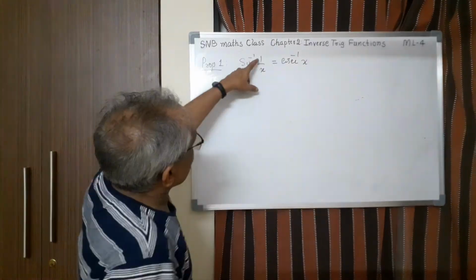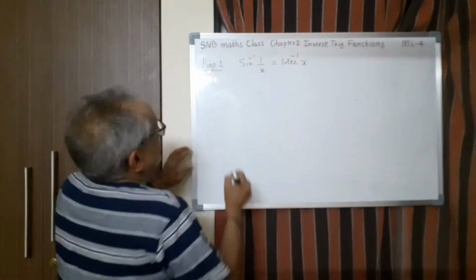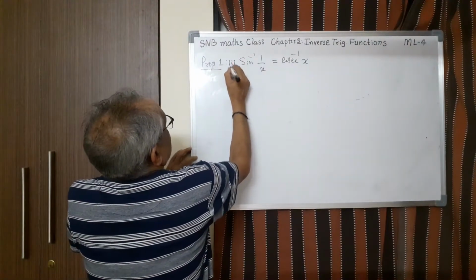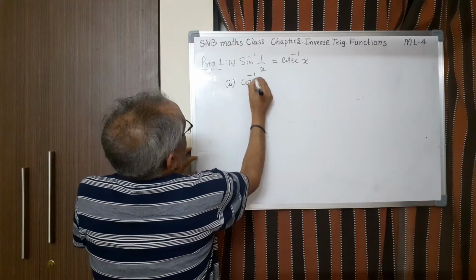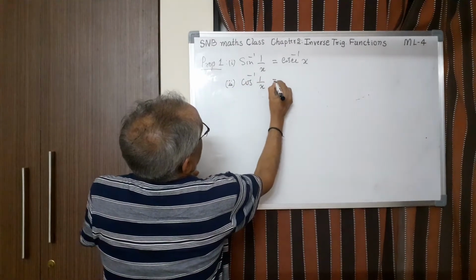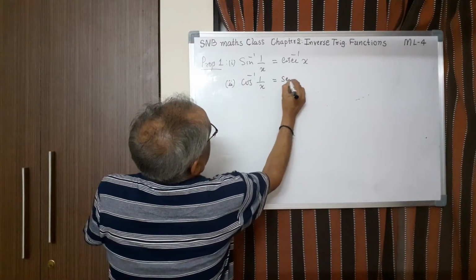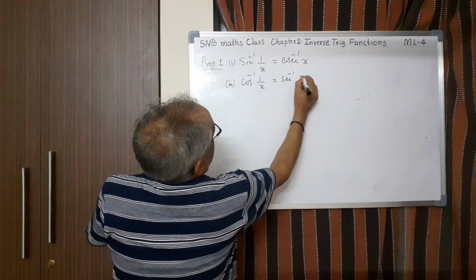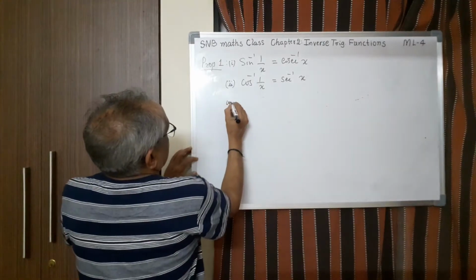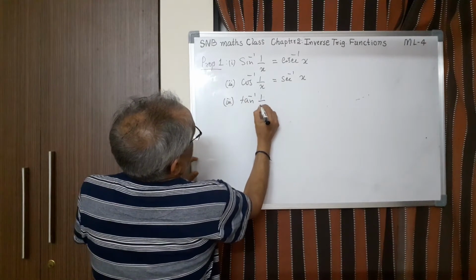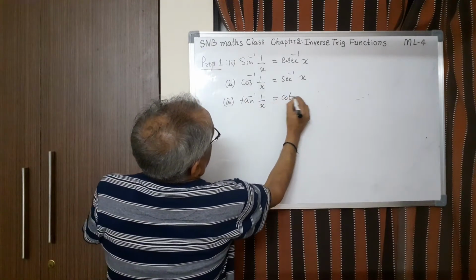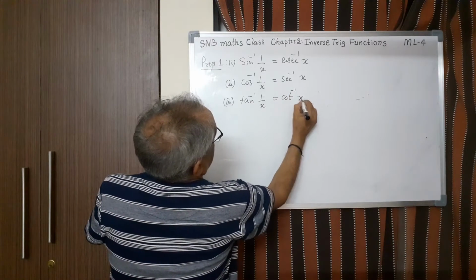Here it is reciprocal, 1 by x, here x. And similarly, so this is 1. Similarly, the second one is cos inverse 1 by x equal to secant inverse x. And the third one, tan inverse 1 by x equal to cot inverse x.